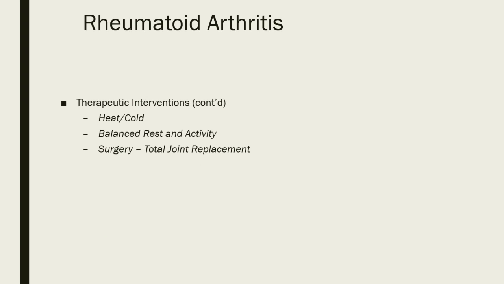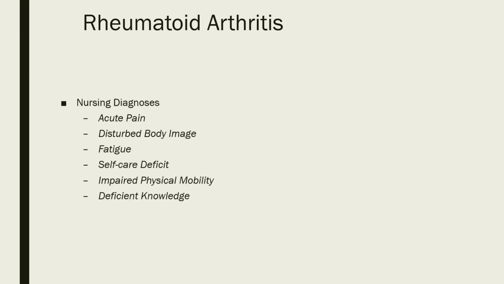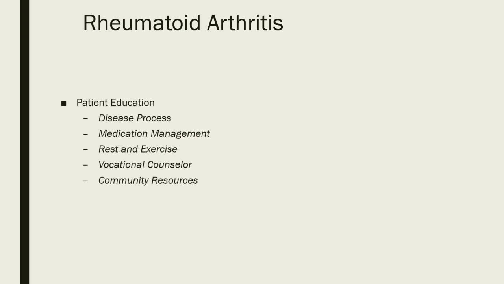Other alternative interventions could be heat and cold therapy, balancing rest and activity, and then surgeries for total joint replacement. These are nursing diagnoses that could be used for the patients that suffer from rheumatoid arthritis. Education for these patients would be the disease process for RA and how it will progress, medication management, how to balance rest and exercise, have the patient meet with a vocational counselor because RA eventually does lead to total disability. And then are there any community resources available to assist the patient?